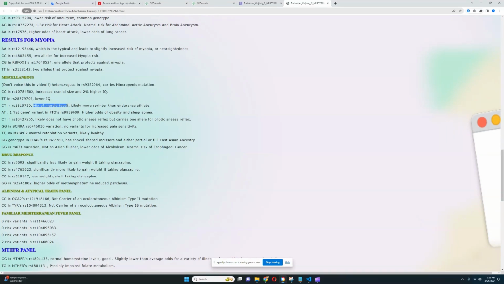Okay, he's got mix of muscle types, likely more sprinter than an endurance athlete. One fat gene variant in FTO's rs9939609, higher odds of obesity and sleep apnea. So a little bit predisposed to being overweight. He's got CT here, which means he has one allele for 4 disease reflex. And he does not have variants for increased pain sensitivity in SCN9A.